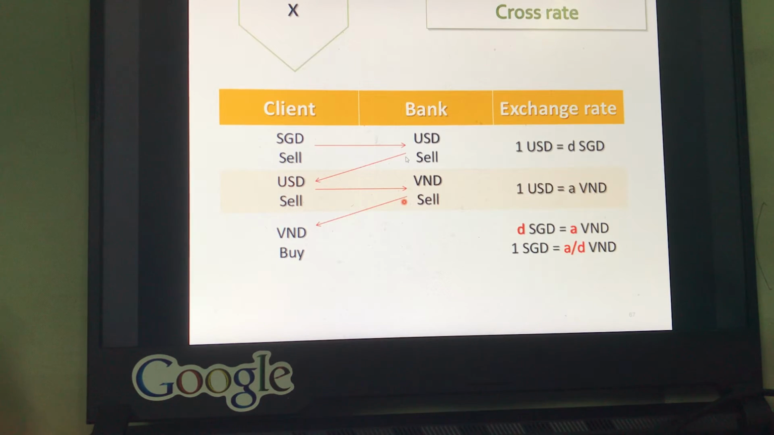So we have the information of 1 USD equal to D dollar Singapore, 1 USD equal to A VND, right? And put them together, so you can derive 1 SGD equal to A divided by D VND. So that comes to the final result. Okay, so that's the way we apply the table method to understand the logic behind the cross rate, how to compute the cross rate. Okay, that's for the bid rate.